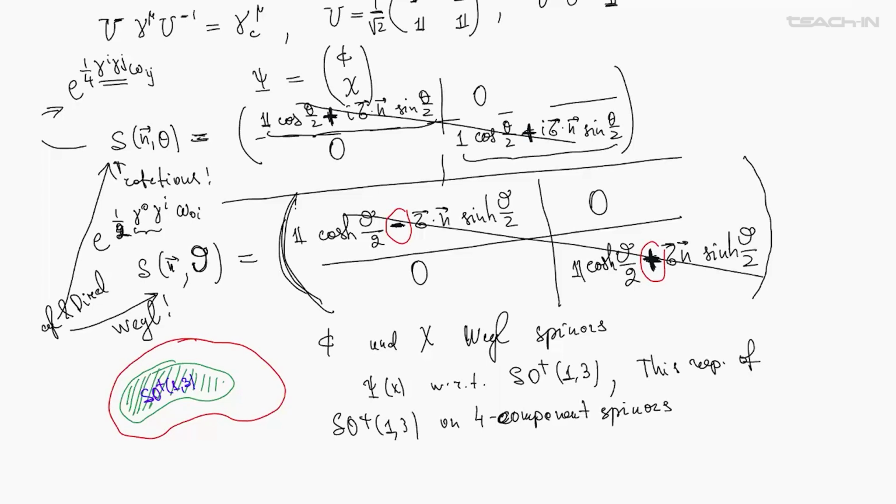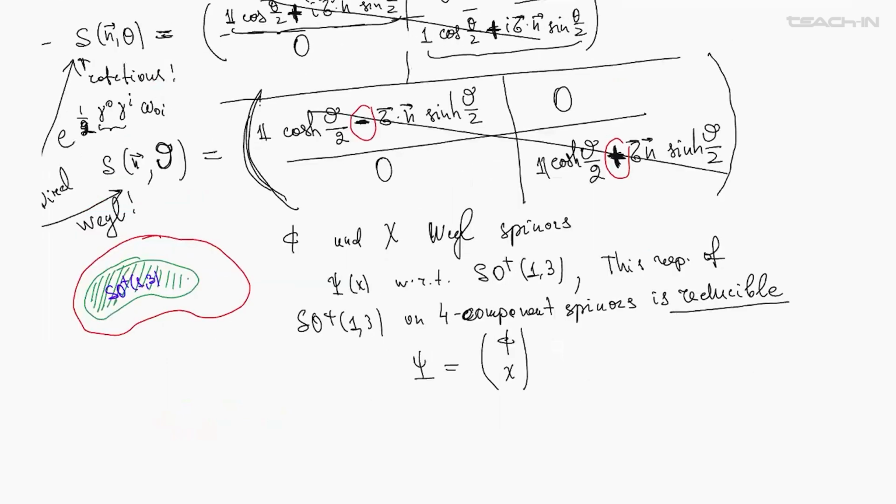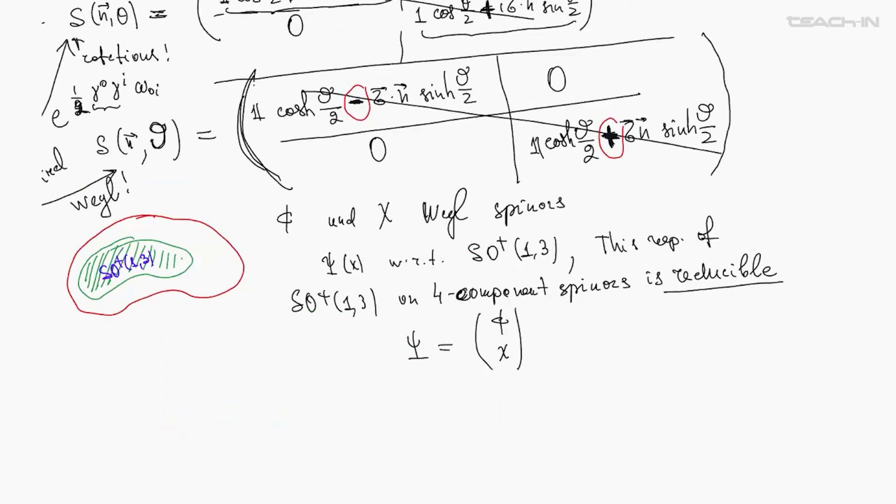And it splits into 2 invariant subspaces in the following way. So psi is phi and chi. This split is very explicitly realized if you just pass to a particular nice representation of the Dirac gamma matrices. All representations of Dirac gamma matrices are equivalent. You can use any of them. The fact about reducibility does not depend on which representation for gamma matrices you pick.